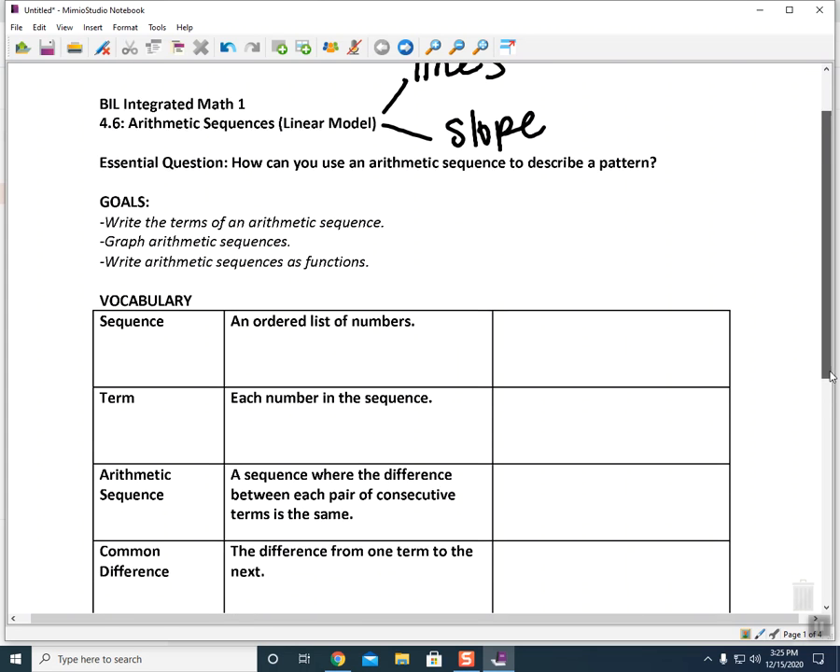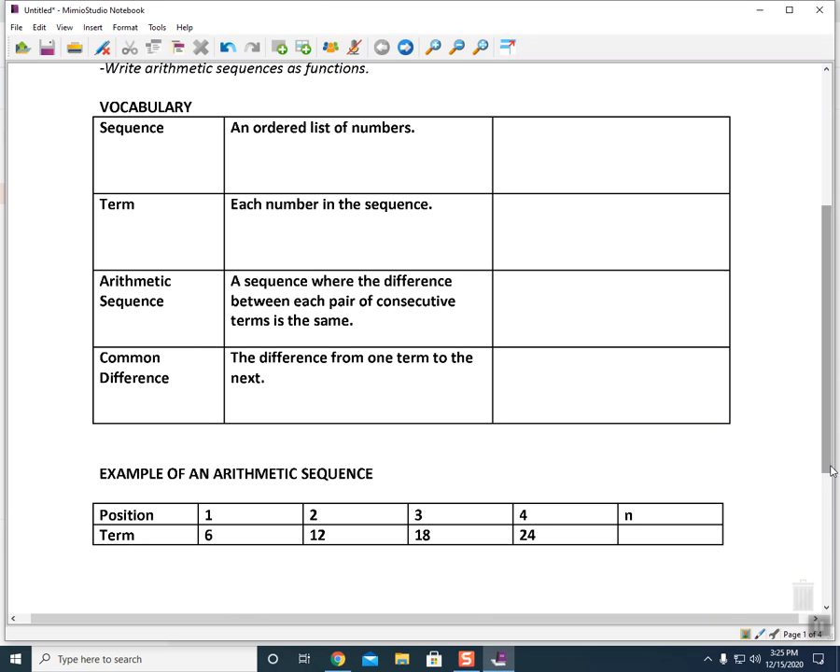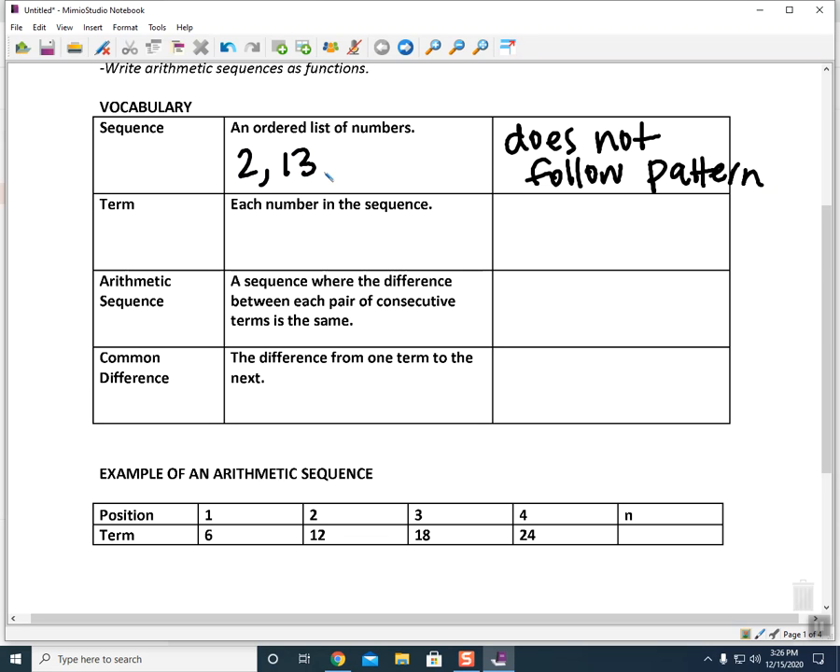So just a sequence, like a general sequence, is just an ordered list of numbers. So it does not necessarily follow a pattern. So that means that I just am going to have a list of numbers in order. So it could be something like 2, 13, 7, 9, right? It's just a list of numbers that don't follow any sort of pattern, but they are just listed out. That's all a sequence is.